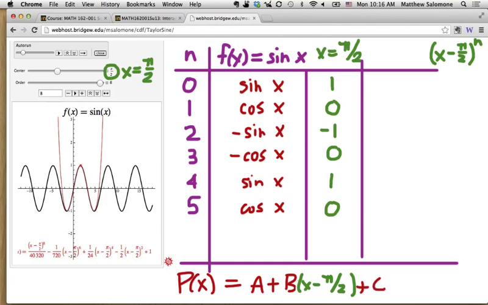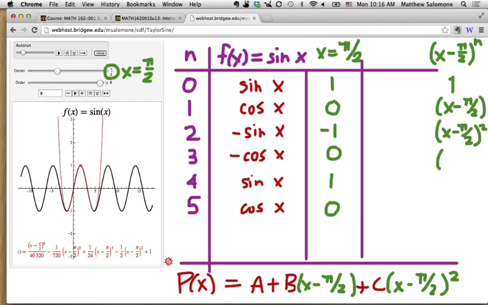So instead of powers of x now, we're going to have powers of x minus pi over 2. Plus c times x minus pi over 2, the quantity squared, and so on and so on. So each of these coefficients is going to be attached to a power of x minus pi over 2. So x minus pi over 2 to the 0 power is going to be attached to the first one. X minus pi over 2 to the first power will be attached to the second one. X minus pi over 2 squared will be attached to the n equals 2 term. The n equals 3 term will be x minus pi over 2 cubed, and so on. Let's go up to fourth order this time. X minus pi over 2 to the fourth.